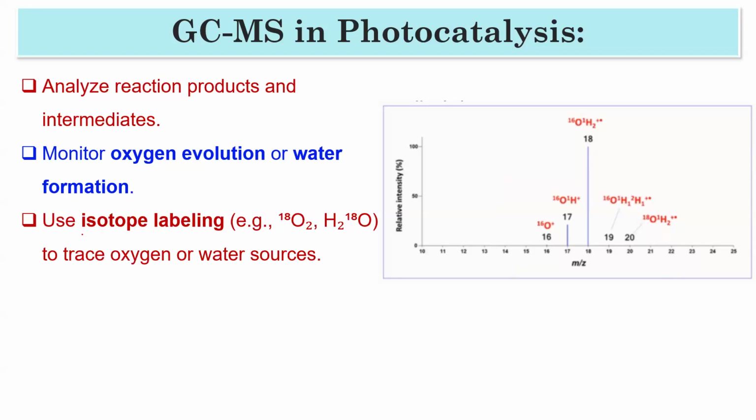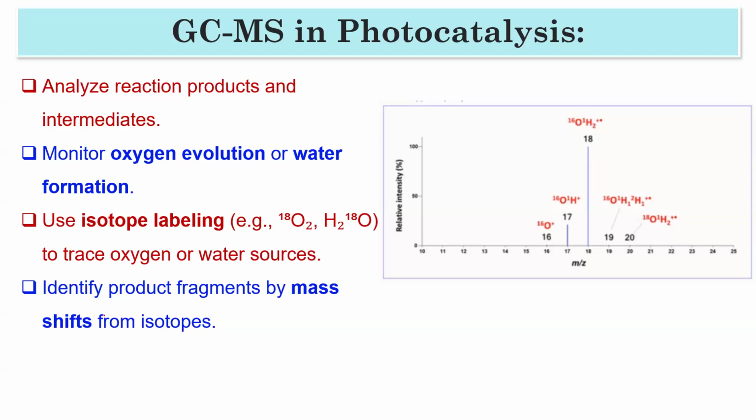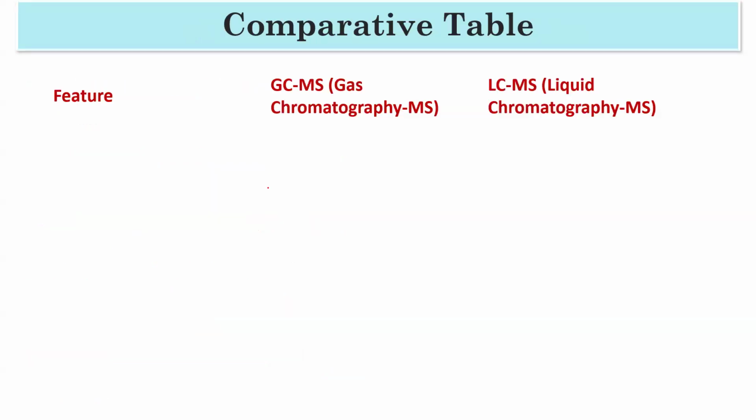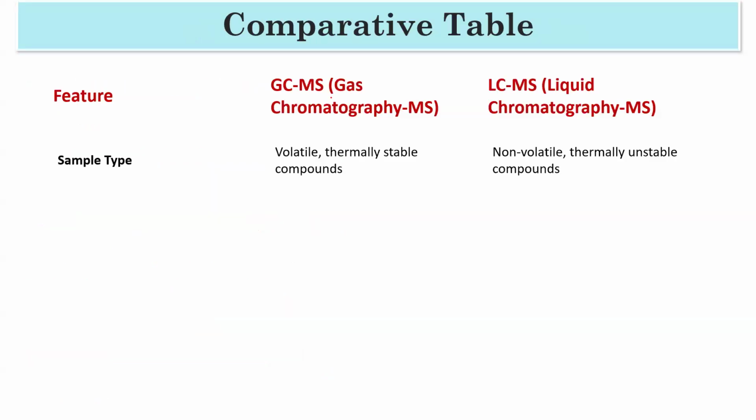That is actually called isotope labeling. So people use it to identify product fragments by mass shifts from isotopes, and then we can confirm the reaction pathways, and also active species. Okay, this is just a comparison.